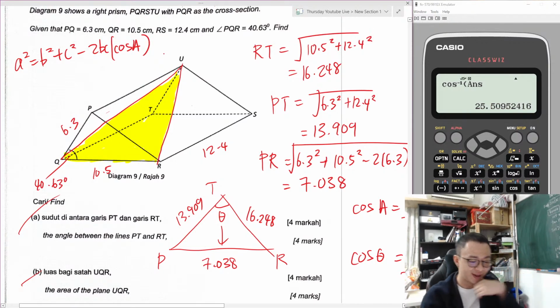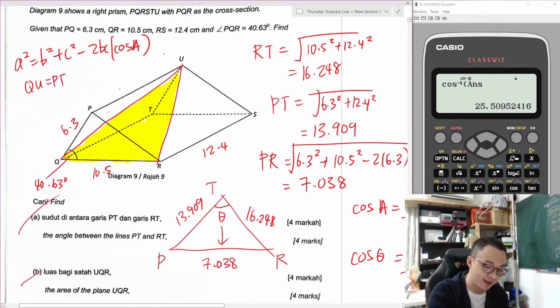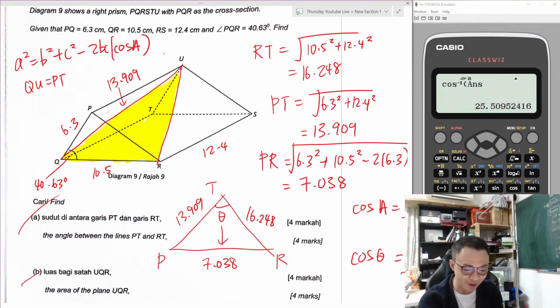Let's see. Q to U is actually the same length as P to T, right? Because both are the diagonal of that rectangle. So Q to U is the same length as P to T, which we have already, 13.909. I'm not going to redo it. And then U to R is the same as P to S.